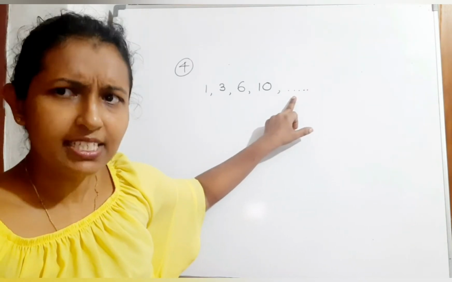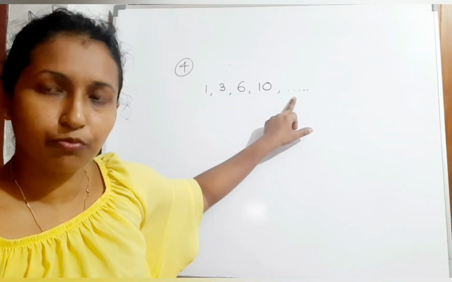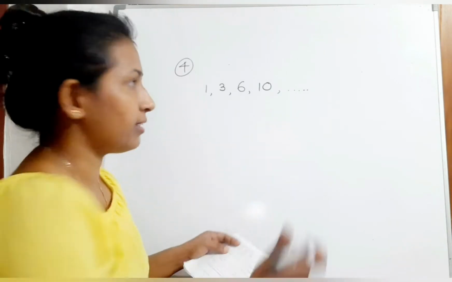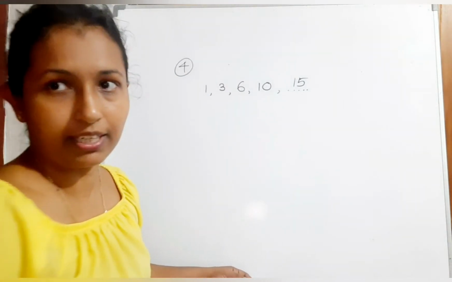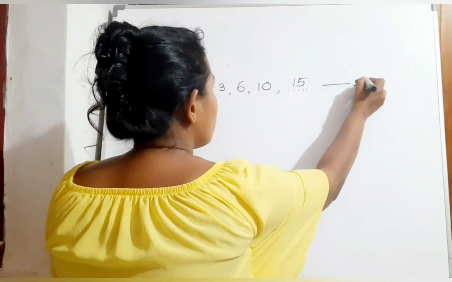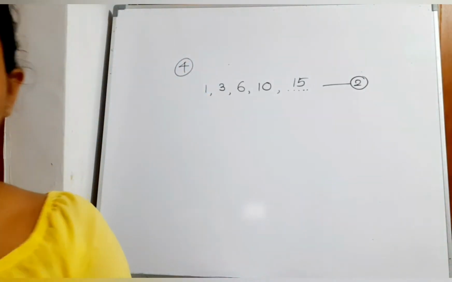Then what is the answer? 1 plus 2 plus 3 plus 4 plus 5. It is 15. So, the next triangular number is 15. Then you will be given 2 marks for that question.